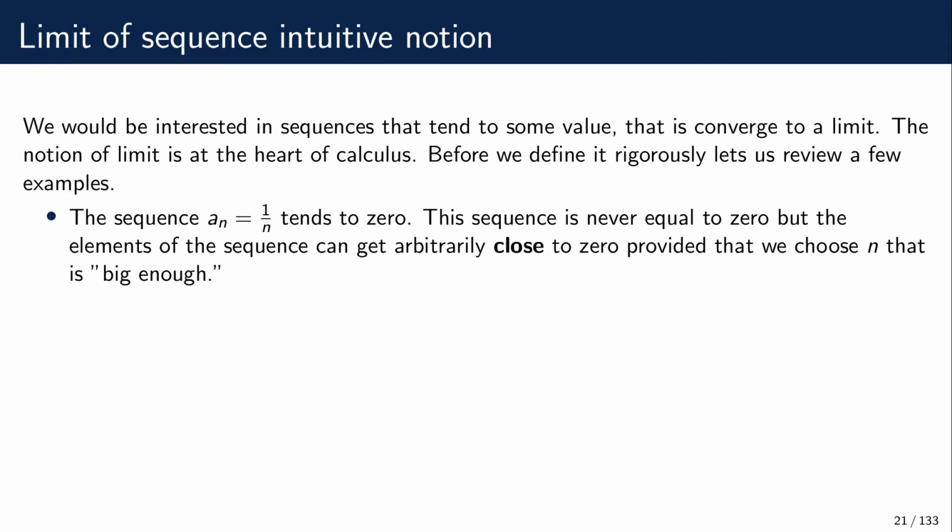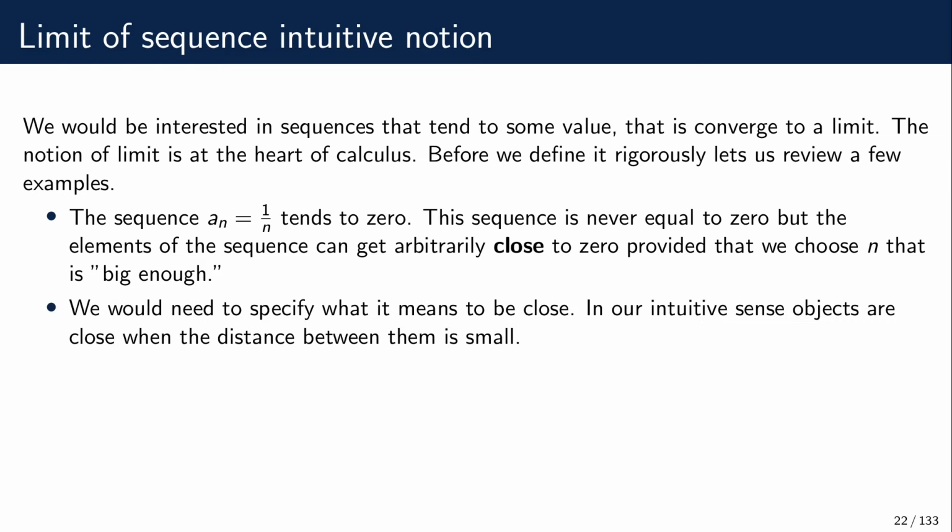So the real thing that we need to define here is what it means to be close and how we measure the distance, right? And we see that if we take n big enough, the farther we go, the closer the elements of the sequence become to the limit, and we would like to make this notion precise, okay? So, right, how do we measure distances?